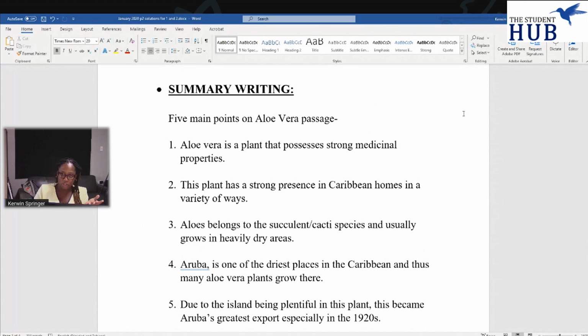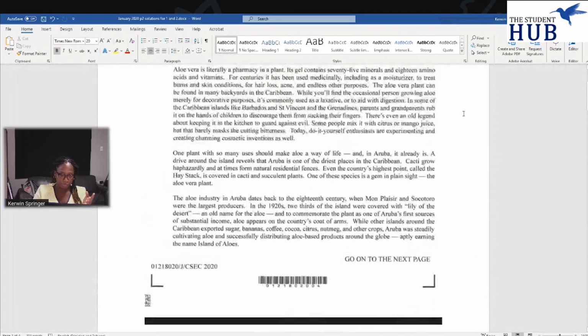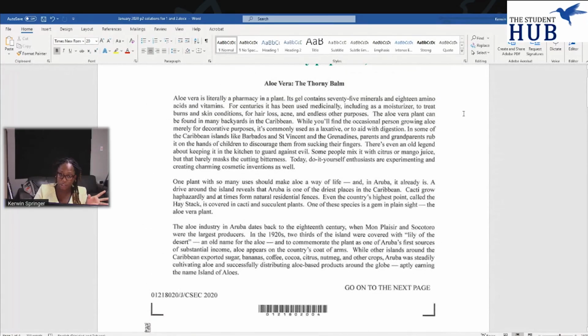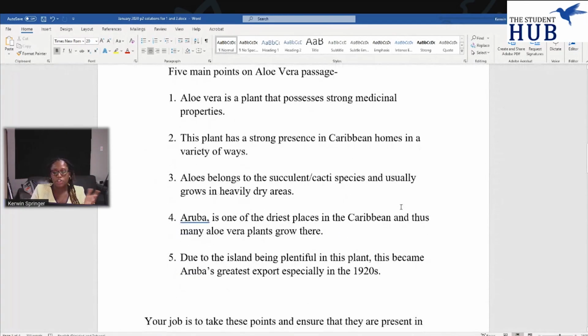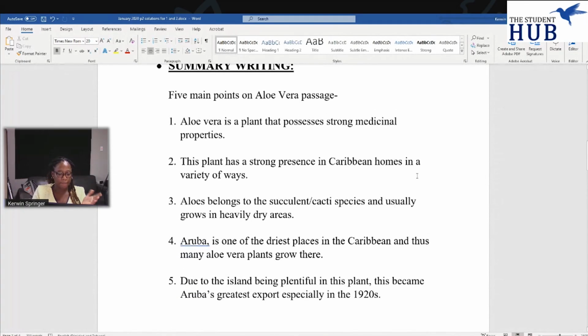The fourth thing we should do, because after they've spoken about those 3 points we made, they went to talk about Aruba. So naturally, our fourth point should have something to do with Aruba. So we come up with Aruba is one of the driest places in the Caribbean, and thus many aloe vera plants grow there, right? And the fifth point we have is due to the island being plentiful in this plant, or what we had discussed earlier, this became Aruba's greatest export, especially in the 1920s.